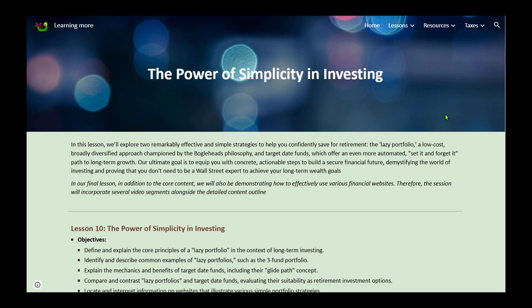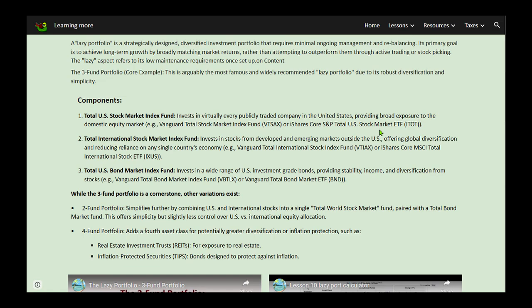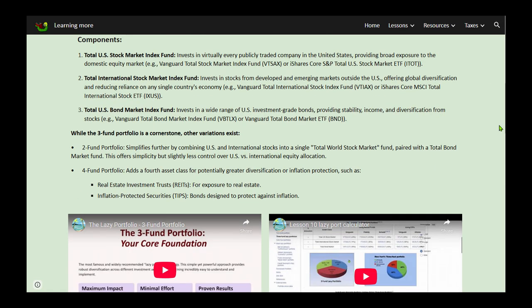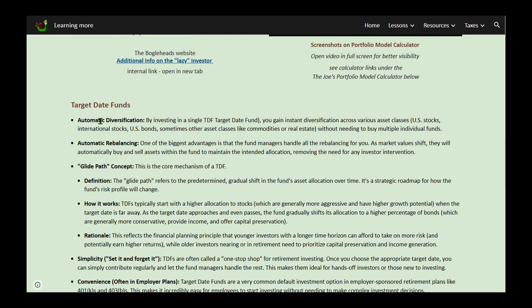As we've been discussing the power of simplicity, we talked about the lazy portfolios or the three-fund portfolio, and we also mentioned target date funds. I would like to make sure that you had a chance to look over some of the writings here, the content here about target date funds, some of the advantages of using it, set it and forget it. But now I actually like to get in and actually look at some real target date funds.